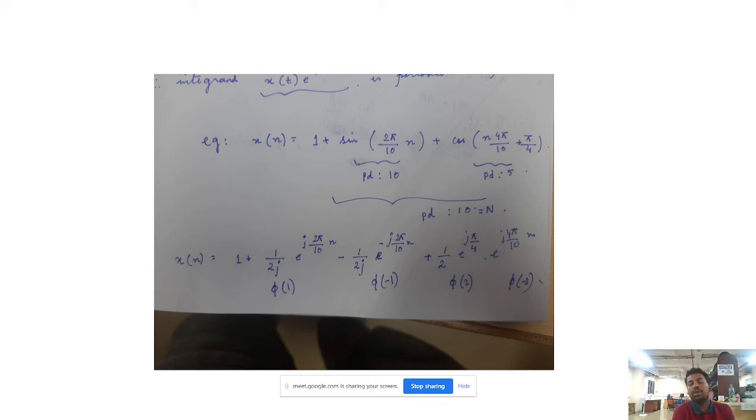Similarly, if we check the second function, cos of (4 pi by 10) n plus pi by 4, it is of the form cos of omega n plus phi. Phi is a phase shift and phi is equal to pi by 4. Omega is obviously 4 pi by 10 here. So the time period for this signal is equal to 2 pi by omega. So what will be the time period? If we find T2, that is 2 pi divided by 4 pi divided by 10, you get 5.